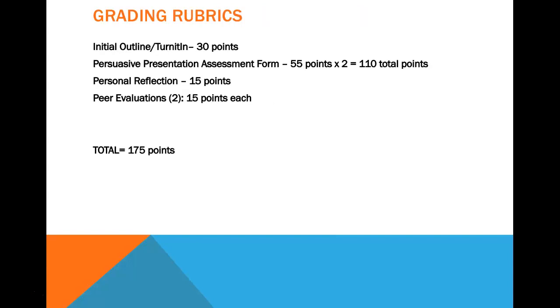So grading rubrics, as I said, your initial outline this time is worth 30 points. Your assessment form is worth 55 points times 2, which is 110. The personal reflection is worth 15, and the peer evaluations are worth 15. So your total for this speech is 175 points.